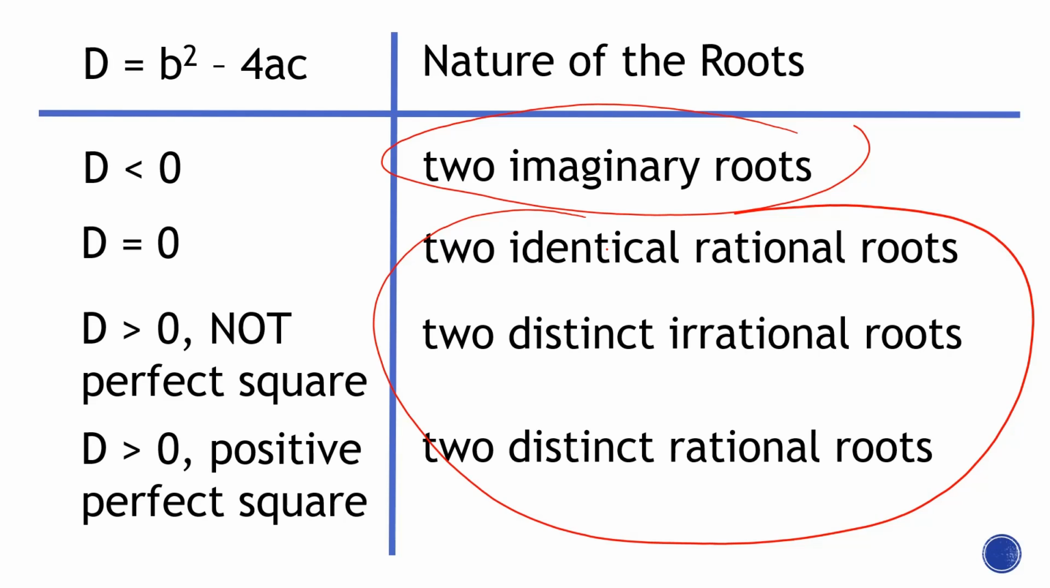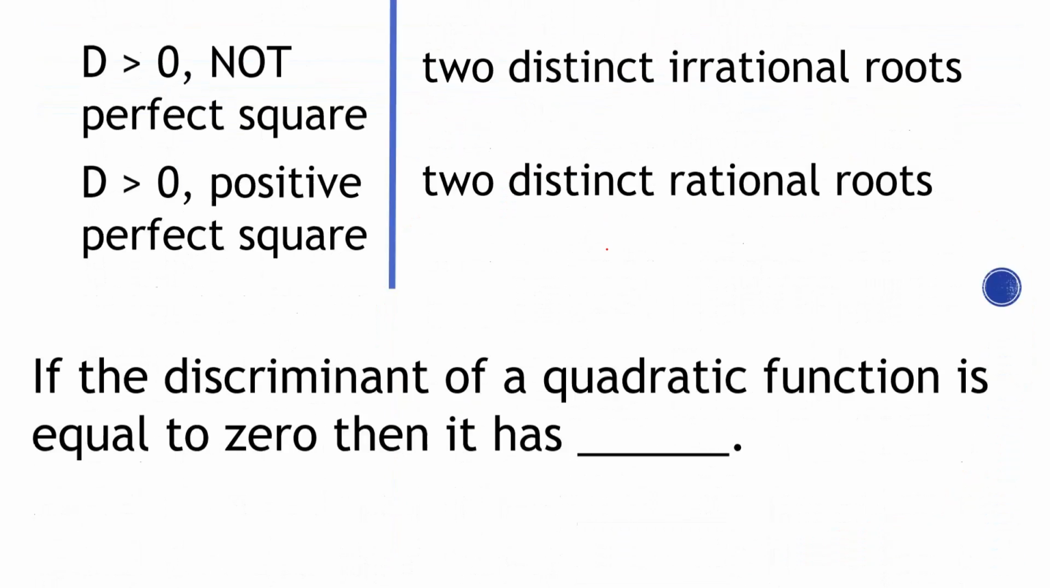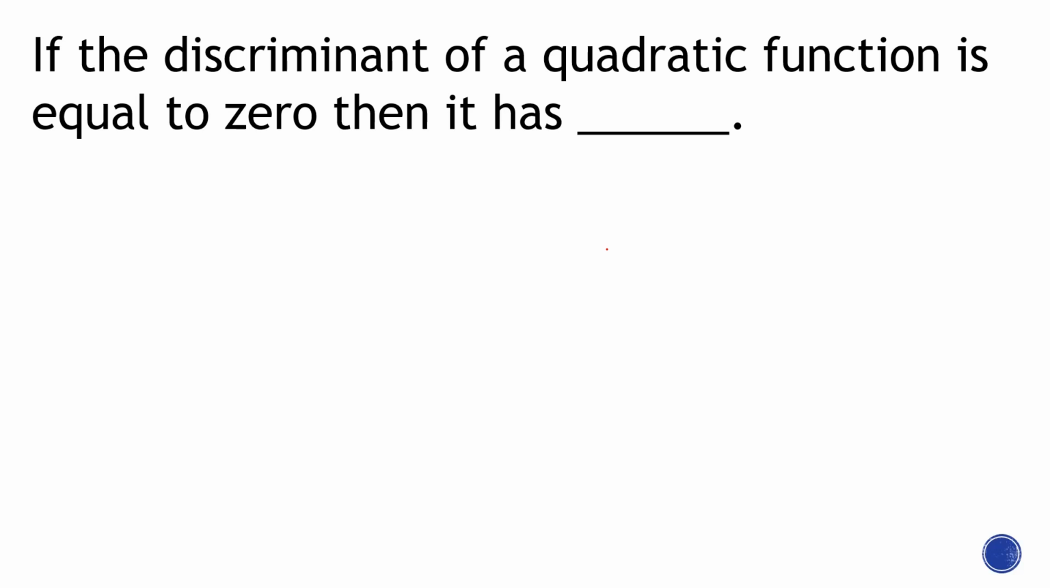Out of those real roots, we can still classify them into three. If D is equal to 0, then you will have two identical rational roots. If D is greater than 0 but not a perfect square number, it's going to be irrational. Solving that kind of quadratic equation will need a different approach, like the quadratic formula. And if D is greater than 0 and it's a positive perfect square number, then you will have two distinct rational roots. I know there are a lot of terms you need to understand here, but let's go straight to the review part of the table.